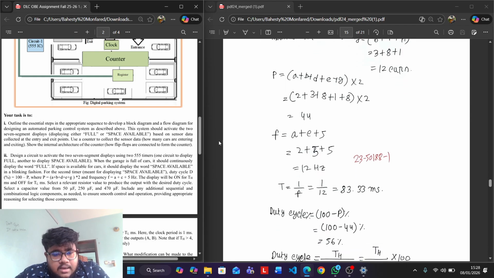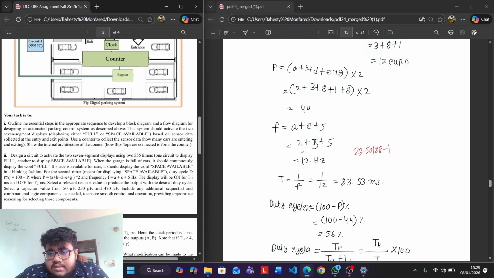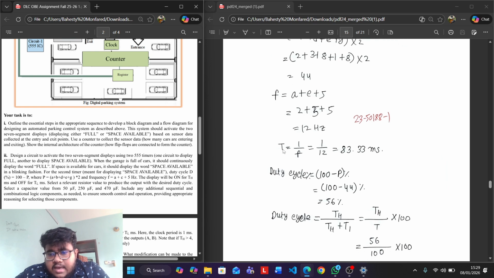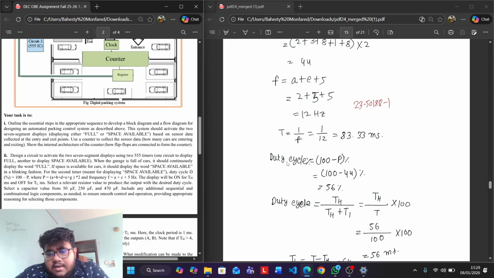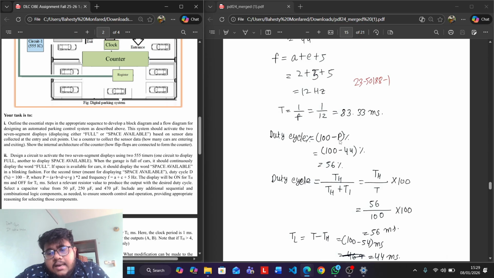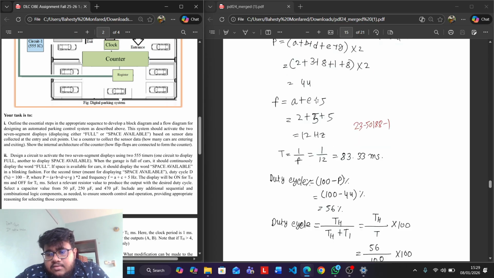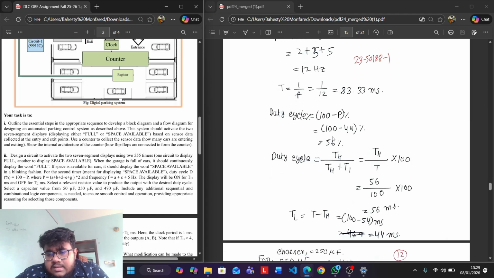Then we have a frequency equation. So frequency is AC, and my AC was 255. That will be 12 hertz. And my T was 1 by F. So 1 by 12 is equal to 33.33 ms, and my duty cycle was 100 minus P. My P was 44 that I collected from it, so that will be 56%.